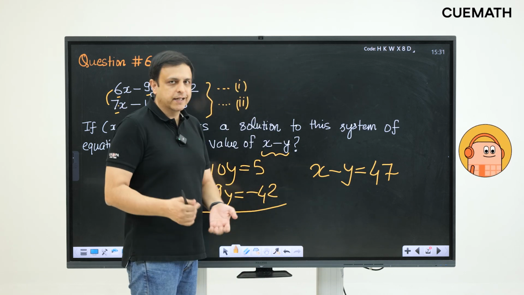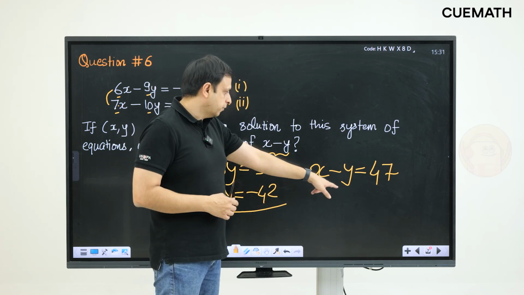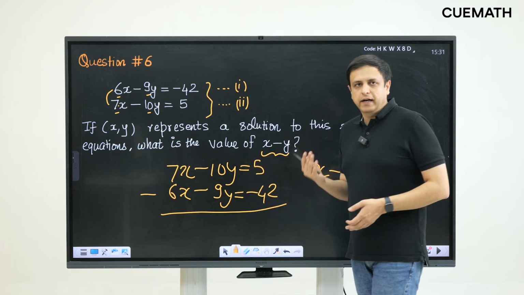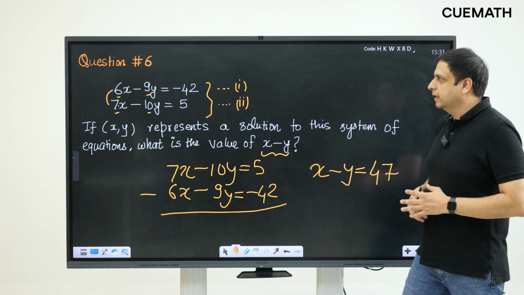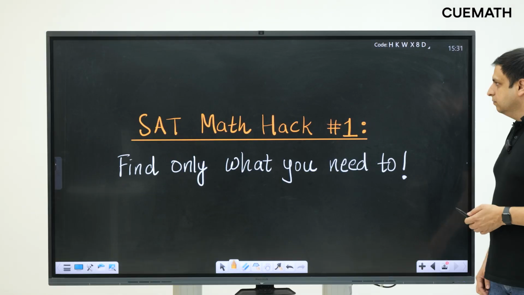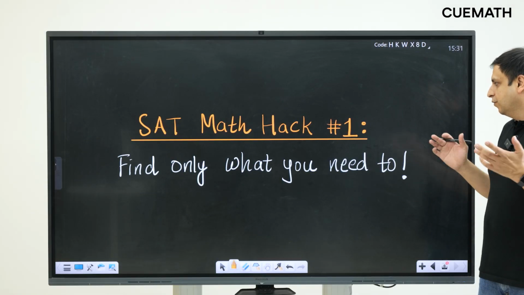So, that is it. I get the value that I was trying to find, x minus y, that is equal to 47. So, you did not need to find x and y separately. Just by subtracting the two equations, you get the value that you are looking for. So, that is hack number 1, find only what you need to.